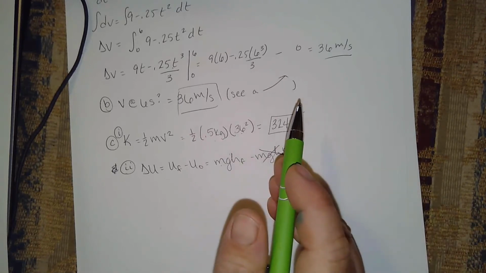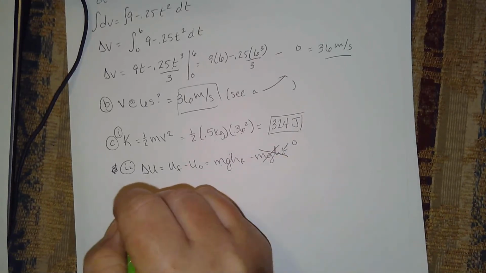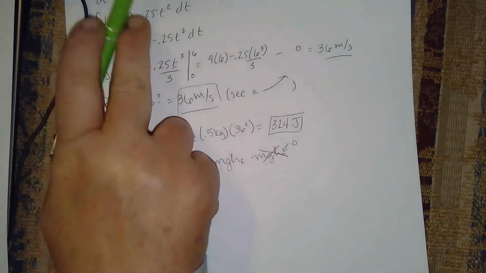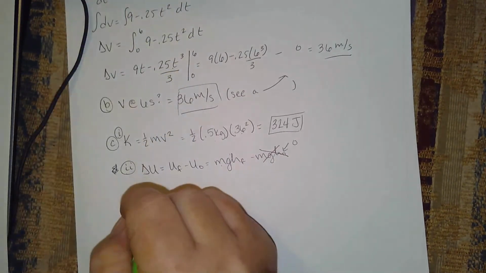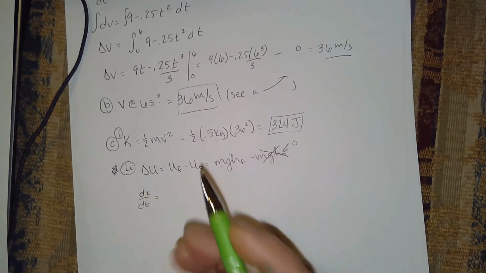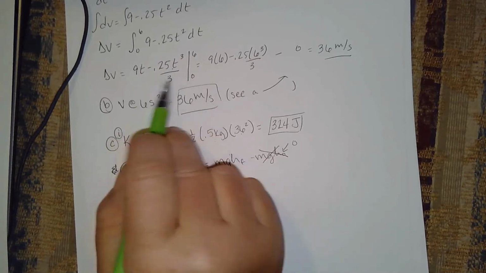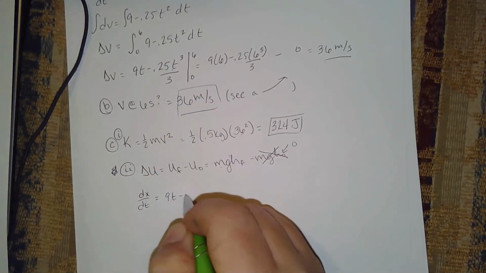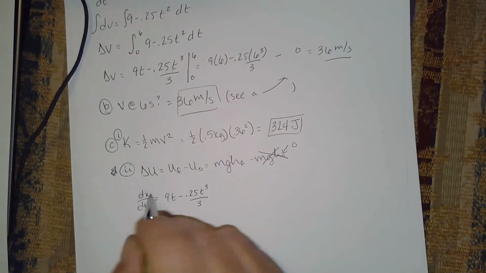My acceleration is not constant, so this is not a kinematic problem, but I can go, hey, you know what? I did acceleration to velocity by integrating. So I'm going to do the same thing. I'm going to say, well, dx dt, or in this case, dy dt, you can do it either way, is going to equal this velocity equation, which is 9t minus 0.25 t cubed over 3. So I'm going to integrate this.